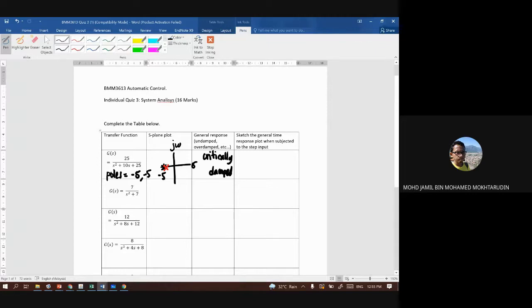And then lastly, sketch the general time response. If you look in lecture notes, the graph of the time response under step input should look like this. If you get all of these 3 correct, you get 3 marks here.